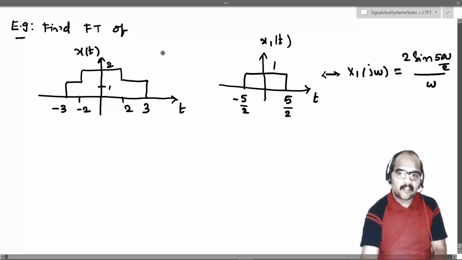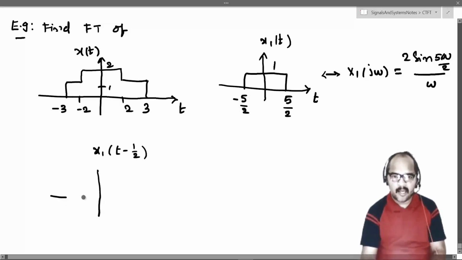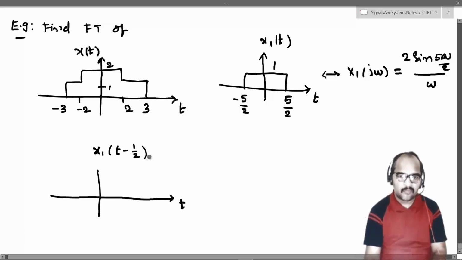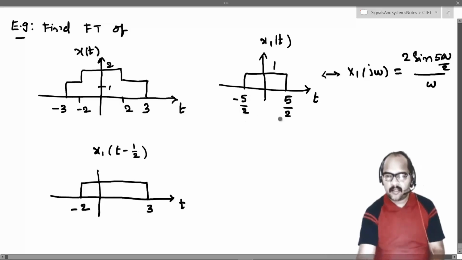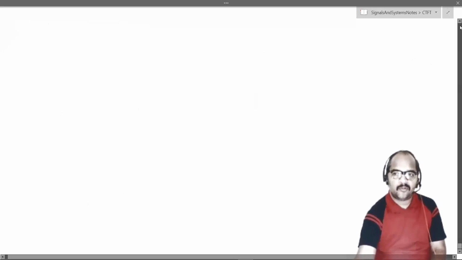So how is x1 of t related to x of t? If you are smart, you can see that you shift x1 of t to the right by half unit. So that signal is x1 of t minus half. Shift the signal to the right by half unit. Means the signal exists from where to where? The signal will exist from -2 to 3. If you shift to the right by half unit, this end will go to -2, and this end will go to +3.